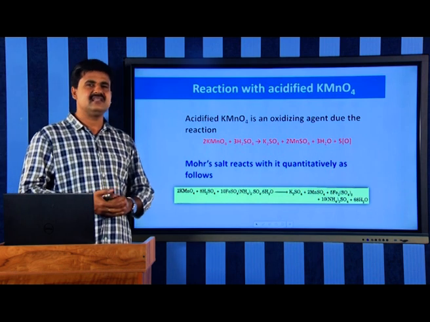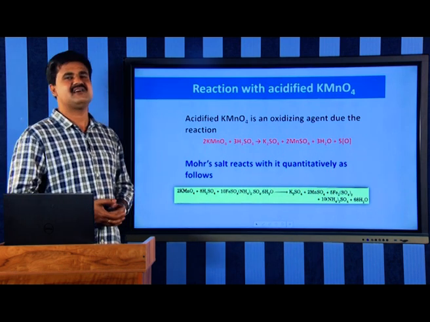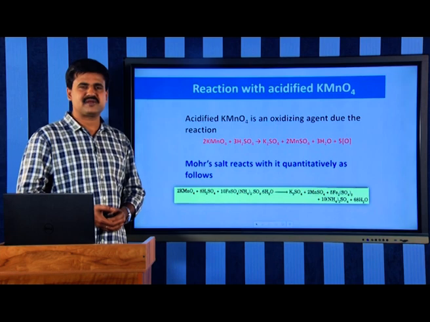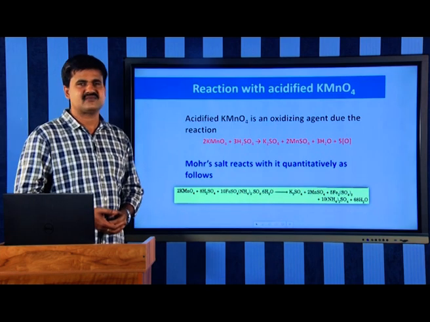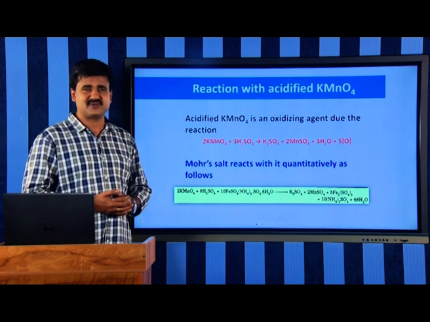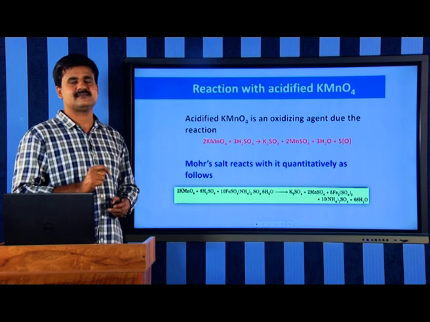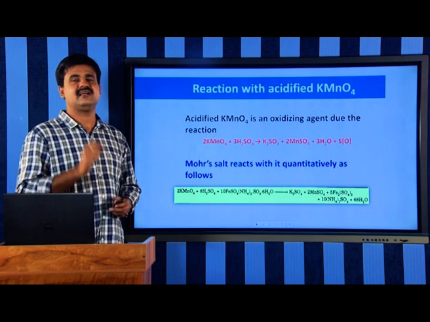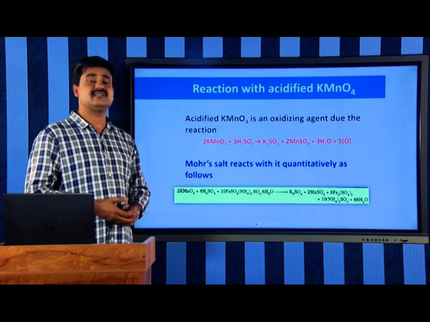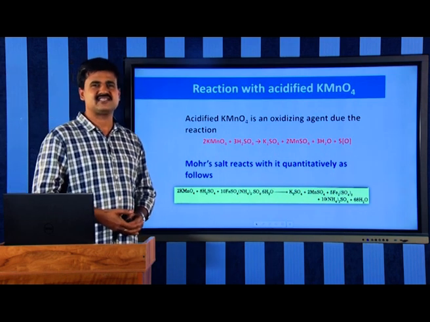Thus, in this session, we have discussed the preparation, properties and applications of 4 important compounds. They are potassium dichromate, potassium permanganate, titanium tetrachloride and Mohr's salt. That is all about this presentation. Thank you.